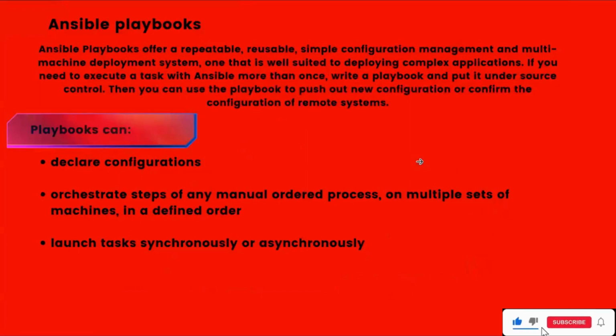Ansible playbooks offer a repeatable, reusable, simple configuration management and multi-machine deployment system, one that is well suited to deploying complex applications. If you need to execute a task with Ansible more than once, write a playbook and put it under source control. Then you can use the playbook to push out new configuration or confirm the configuration of remote systems. A playbook can declare configuration and orchestrate the steps of any manual ordered process on multiple sets of machines in a defined order. You can launch tasks synchronously or asynchronously.